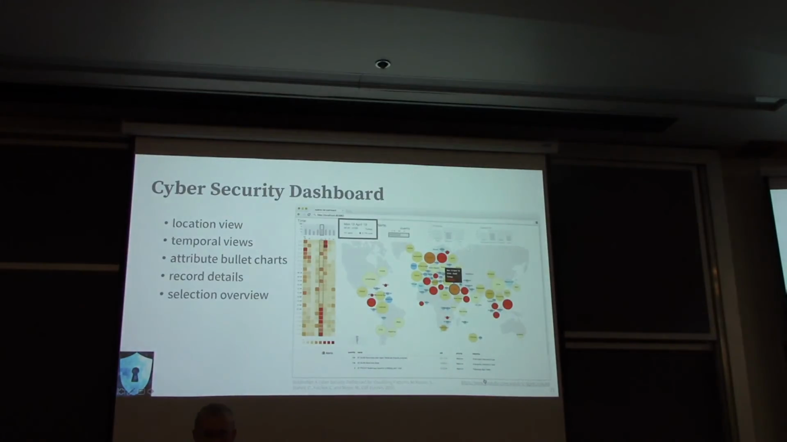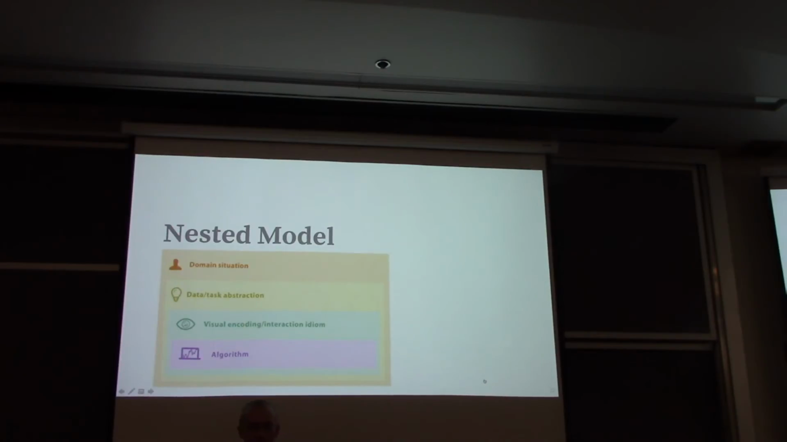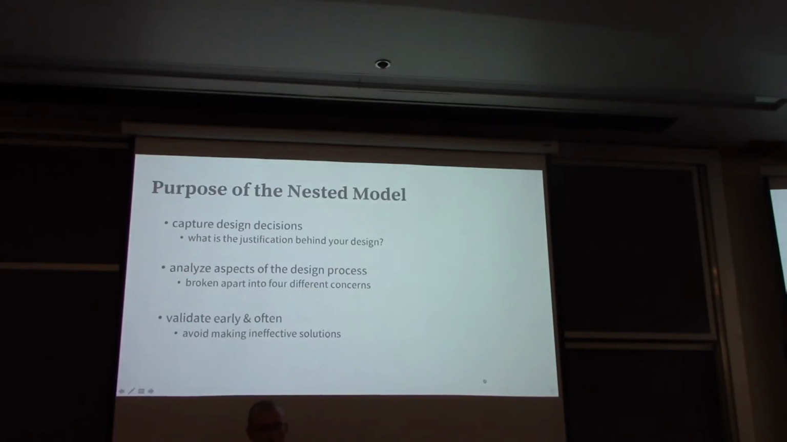All right. So now let's take a step back and look at some of the theory behind the design process. Here we're going to talk about the nested model. The nested model, which is discussed in your book by Tamara Munzner, has the purpose of capturing design decisions, thinking about the justification behind your design. I'm going to give some examples from this project that I just chatted about and how we justify that design.